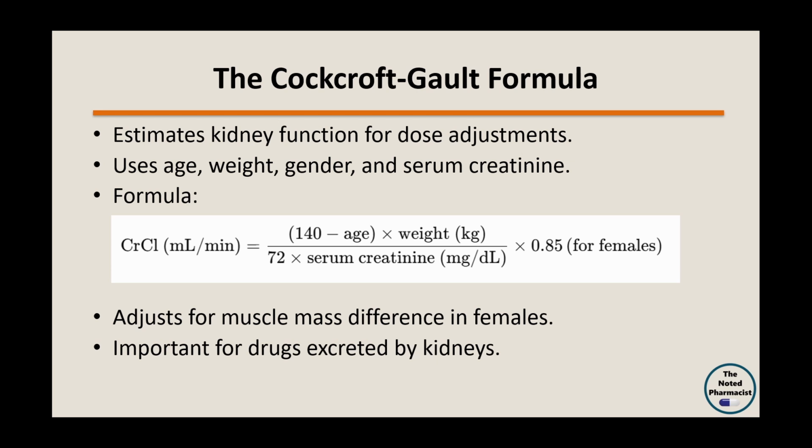especially in renal impairment. The formula is as given below, where CrCl represents creatinine clearance measured in milliliters per minute, and age refers to the patient's age in years, while weight is the patient's body weight in kilograms. Serum creatinine represents the creatinine concentration in the blood, measured in milligrams per deciliter. The factor 0.85 is used to adjust the calculation for females, accounting for generally lower muscle mass compared to males.